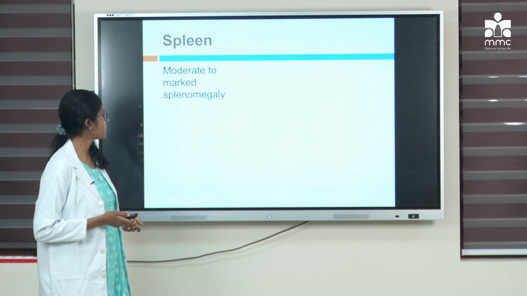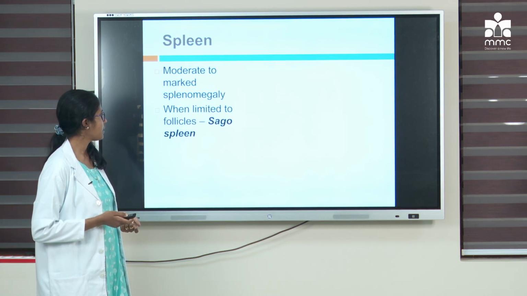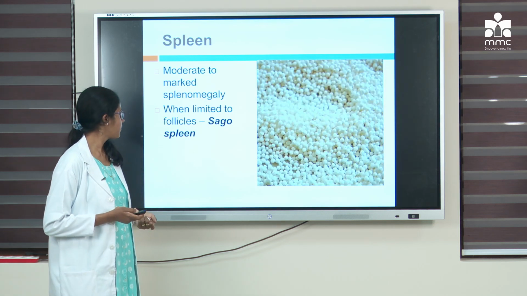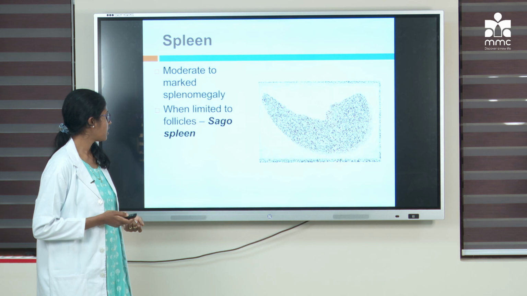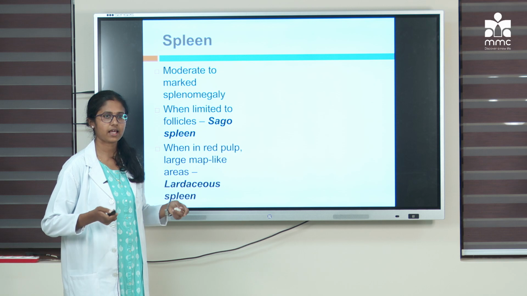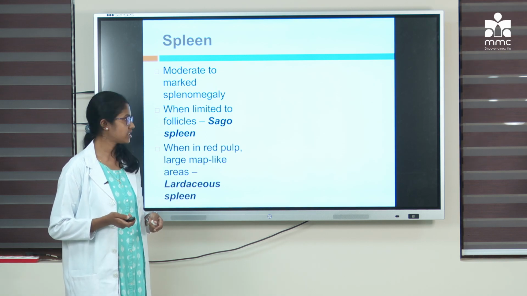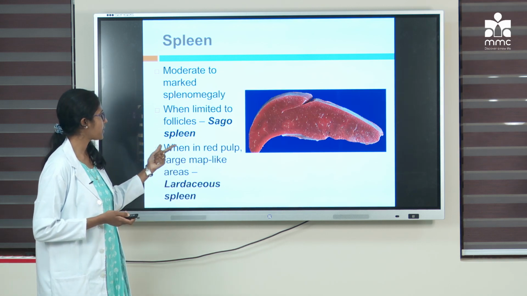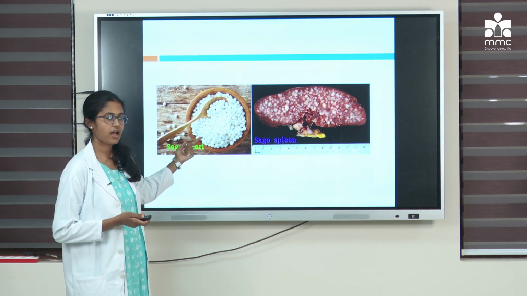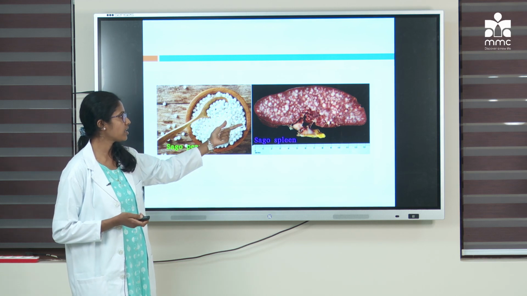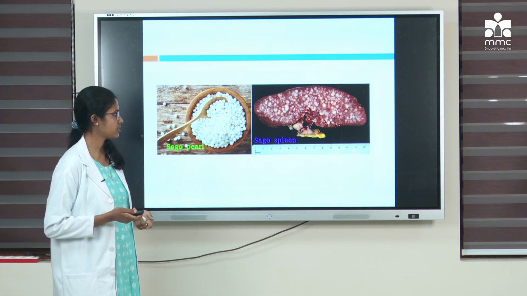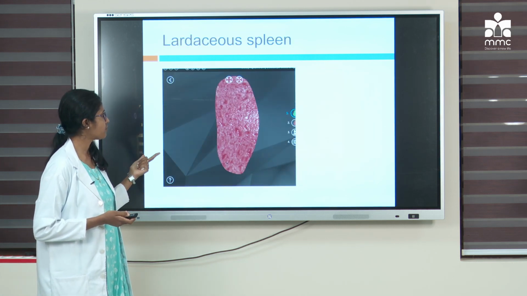Spleen is moderately to markedly enlarged. When limited to the white pulp or the follicles, it is called a sago spleen. When in the red pulp, it produces large map-like areas of deposition called the lardaceous spleen. So, this is the picture depicting a lardaceous spleen, and these are the sago grains that we use in our cooking, and you can see it is exactly similar to the sago spleen that we describe in amyloidosis. So, this is a picture of a lardaceous spleen.